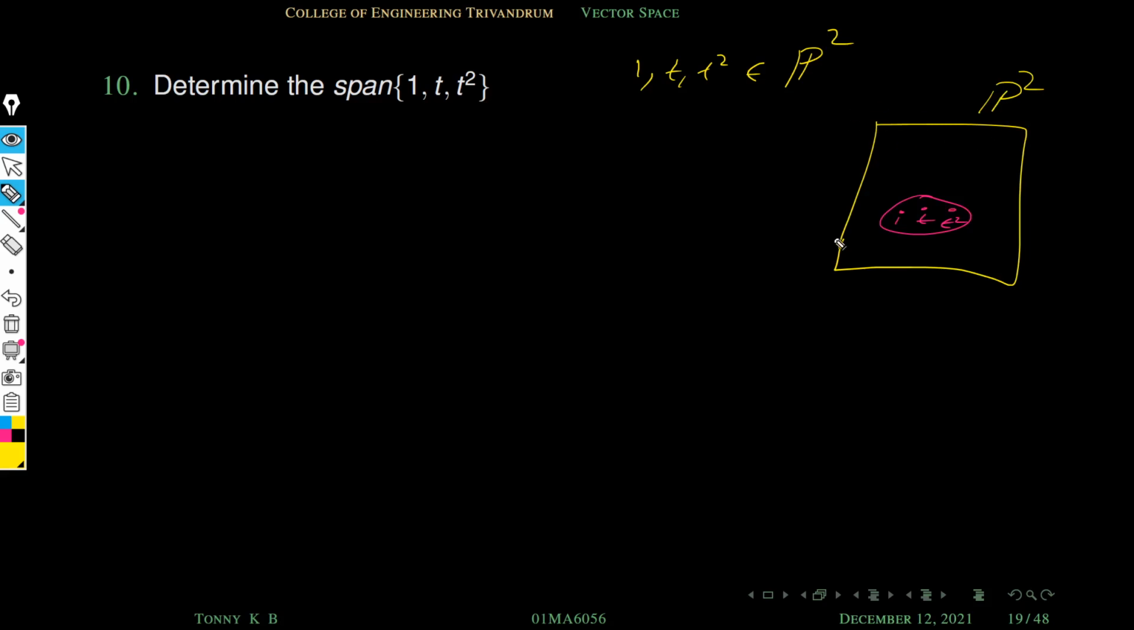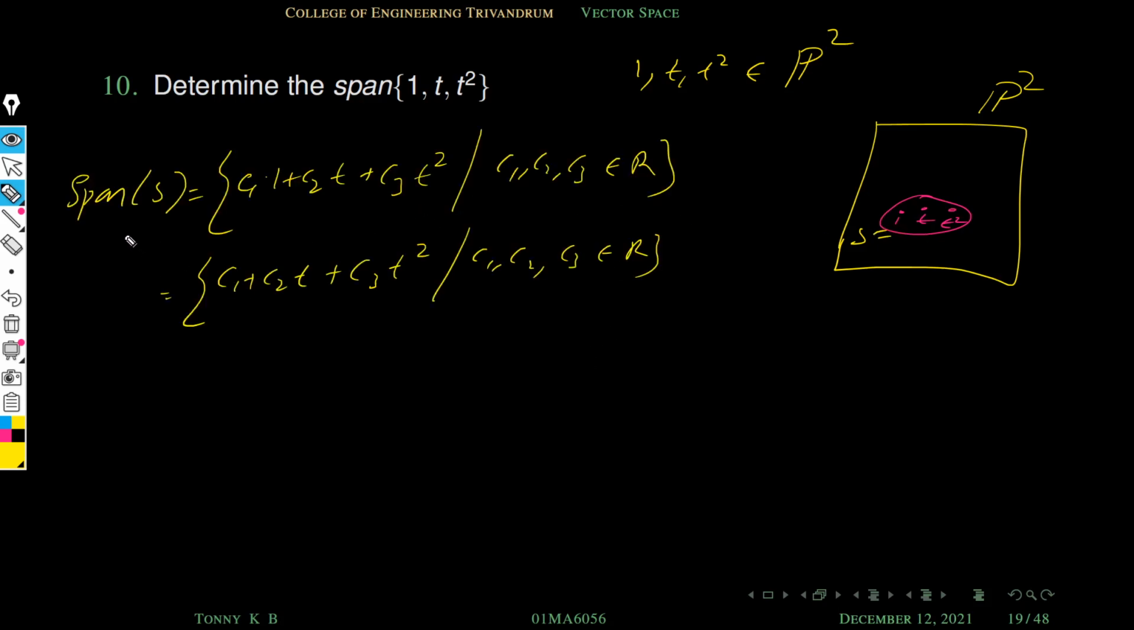Okay, that means this is our vector space P2, and we consider a set S equal to {1, t, t²}. It's a three-element subset of P2, and we have to find what is the span of S. Okay, so what about the span by definition? Yes, span of S is, by definition, the set of all linear combinations of these three.